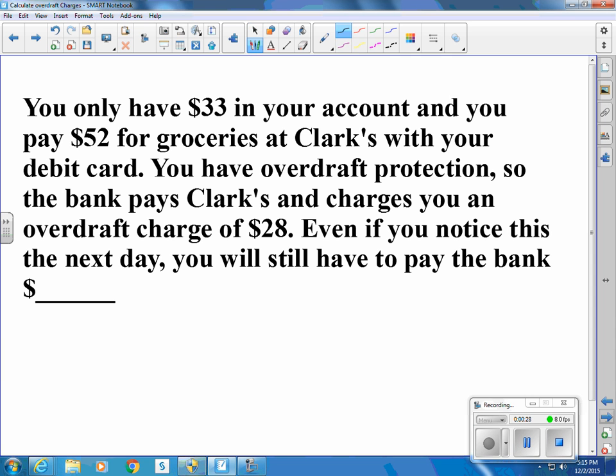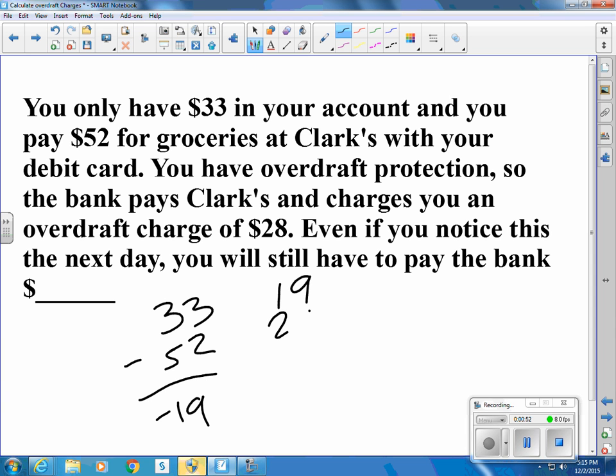So we need to figure out how much over we went. So we had $33 and subtracted from our account was $52. That went negative 19. So they covered the $19. Plus they're going to charge us $28 overdraft charge, and so they're going to charge us $47.